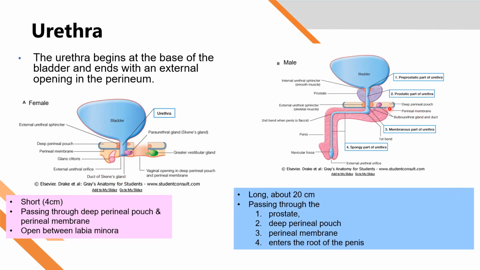While for male, the urethra is really long, about 20 centimeters. So if a UTI, urinary tract infection, happens in male, the doctor must thoroughly examine the causes of the UTI in male. For male, it passes through the prostate, the deep perineal pouch, and then the perineal membrane, and enters the root of the penis.